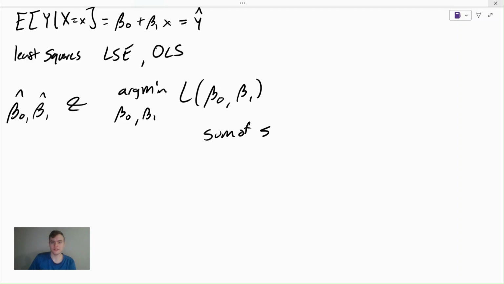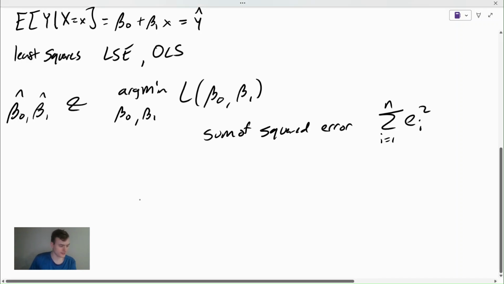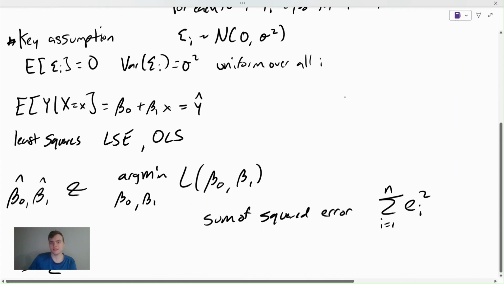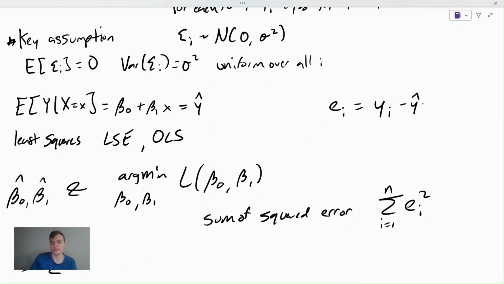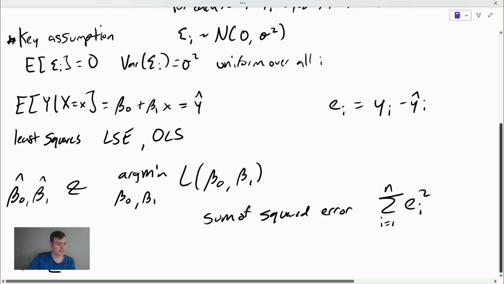the sum of squared error. So we're taking each data point, squaring the error, and then adding them together, right? That's the same as, so this e_i, e_i is y_i minus y hat i. So the difference between the true value and the predicted value that we said we're denoting with the hat, right?